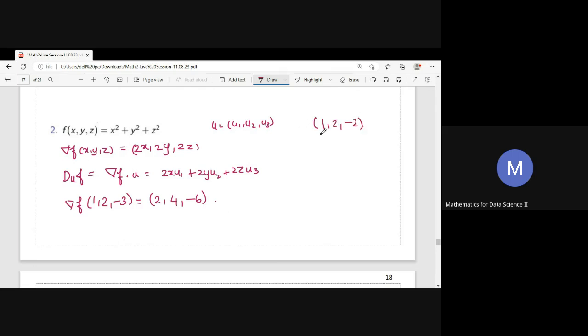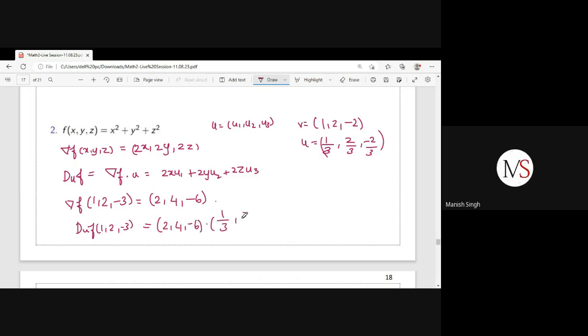Is this a unit vector? No. So if you convert it into a unit vector, then what will you get? 1 by 3, 2 by 3, minus 2 by 3. Okay. So what is your directional derivative at this point along this vector u? It is 2, 4, minus 6 dot 1 by 3, 2 by 3, and minus 2 by 3, which is 2 by 3, plus 8 by 3, plus 12 by 3, which is 22 by 3. All right. Okay.